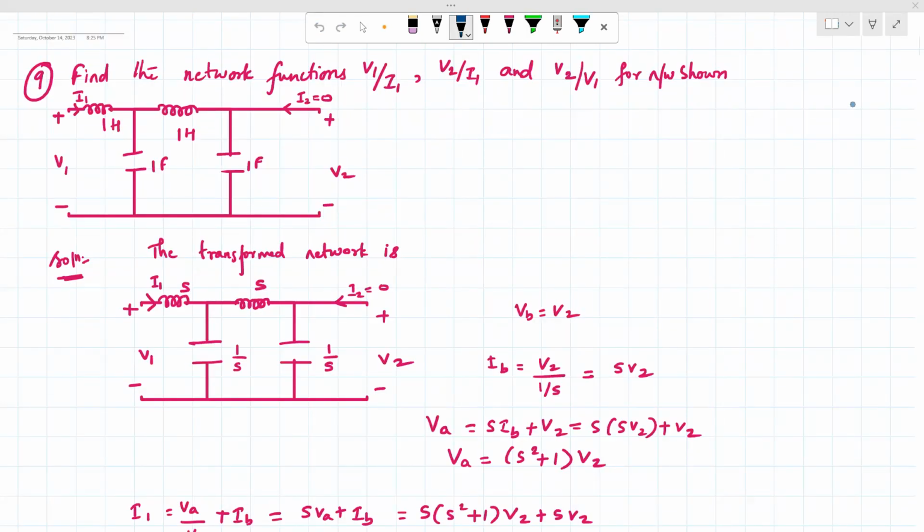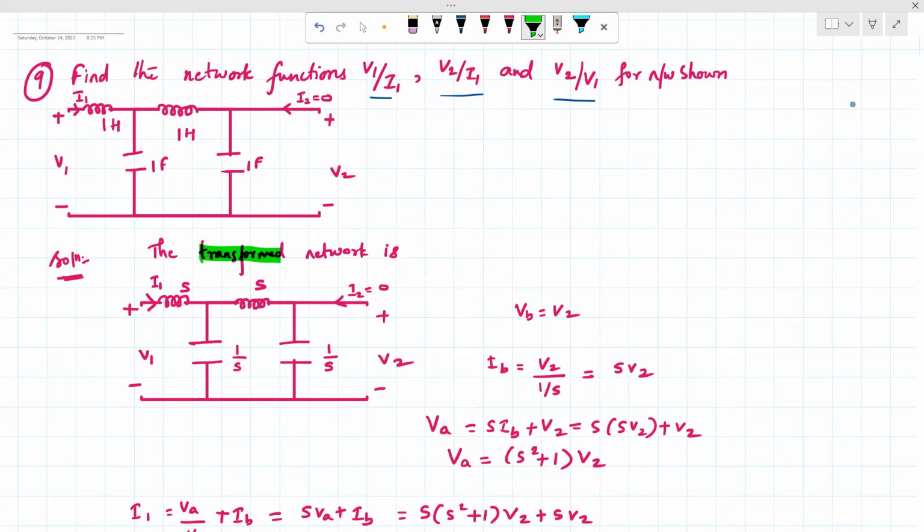Next numerical, find the network functions V1 divided by I1, V2 divided by I1, and V2 divided by V1 for the network shown. So this is the network which is given in the question. So here this is again a time domain. We will convert it into frequency domain, which is called as transformed network.